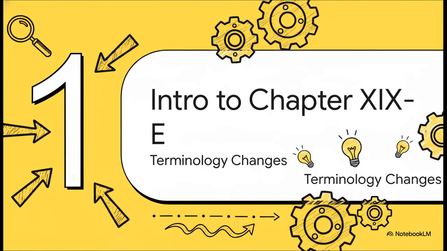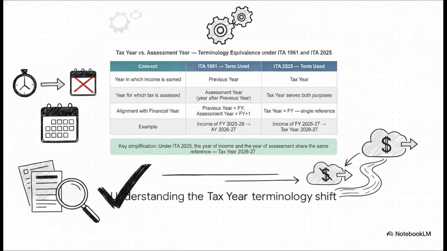Section 1. Introduction to Chapter 19E. Okay, let's dive into this and look at how the core terminology itself has fundamentally shifted. Before we can even calculate a single rupee of interest, we have got to understand a monumental shift in our tax vocabulary. As clarified in the recent CBDT transition FAQs, the concept of the assessment year is entirely discontinued in the new 2025 Act. We now use one single reference point, the tax year.